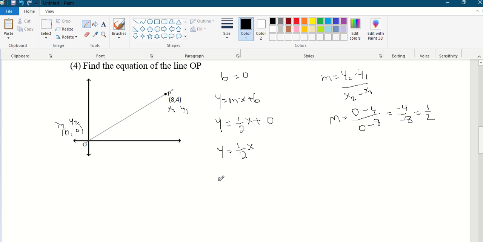You might have something like this too. Multiply both sides by 2: 2y equals x. It's the same equation. Or you could have 2y minus x equals 0, or even x minus 2y equals 0. So one of these will be your multiple choice solution, A, B, C or D, and whichever has one of these, that will be the solution for your question.